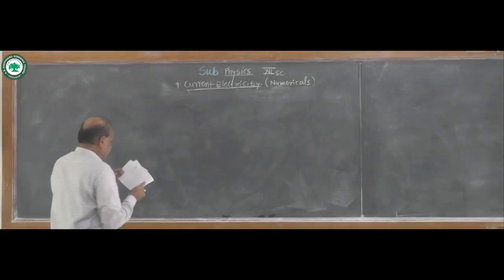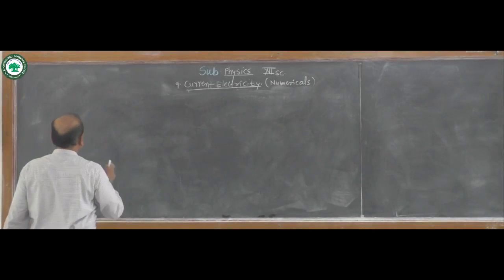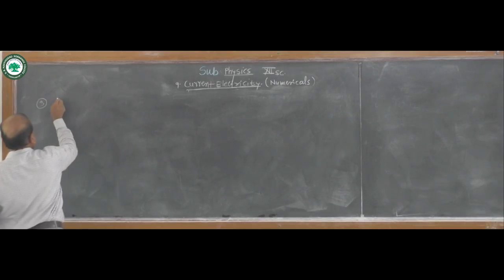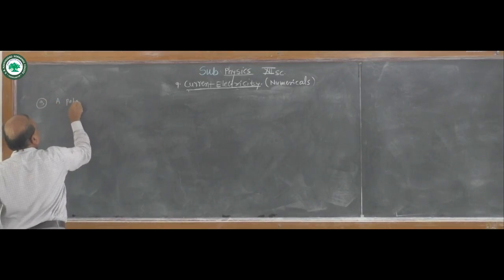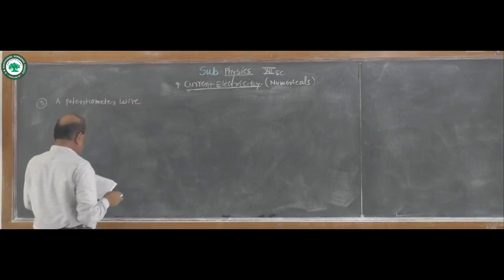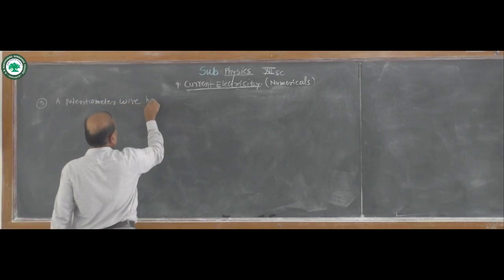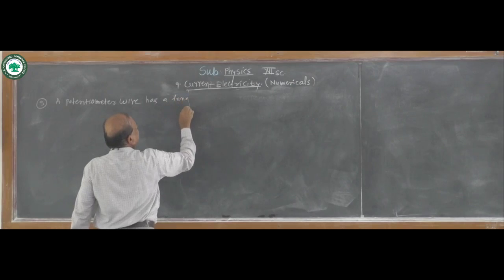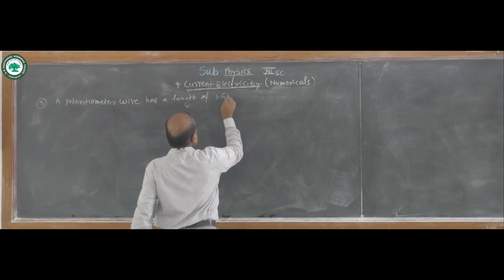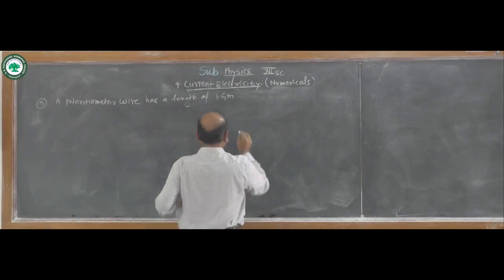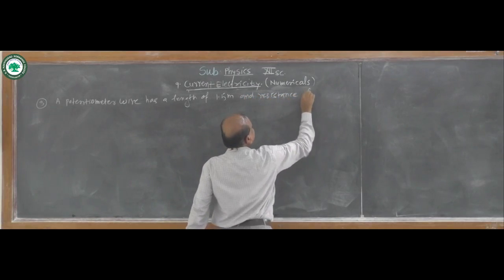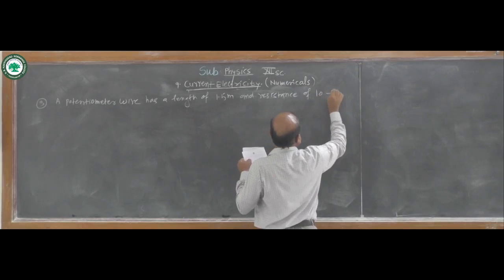Okay. See problem number 3 here. A potentiometer wire has a length of 1.5 meter and resistance of 10 ohm.